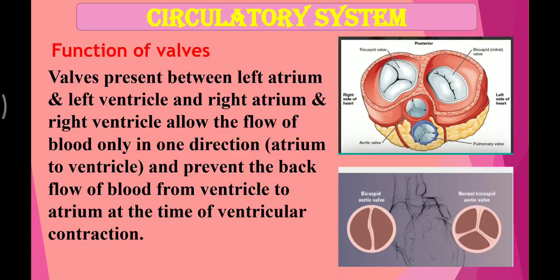So, valves present between left atrium and left ventricle and right atrium and right ventricle allow the flow of the blood only in one direction. It does not let the blood go back again. Once the right atrium is filled, the valves open, then it goes to the right ventricle.